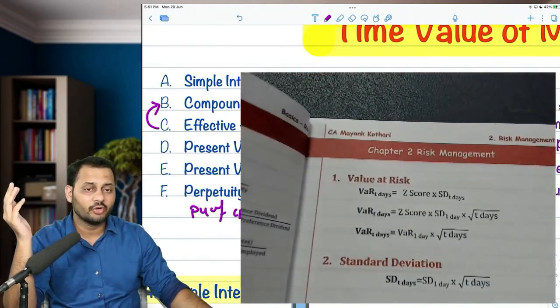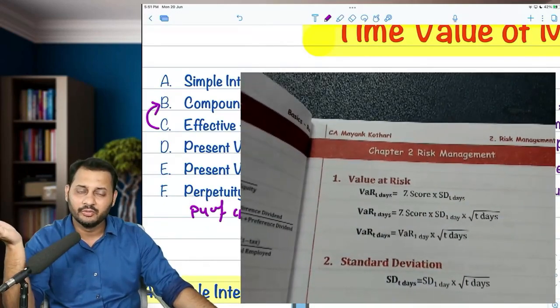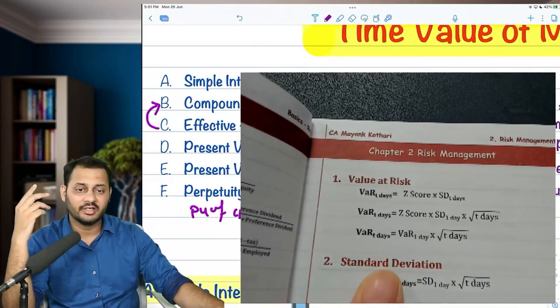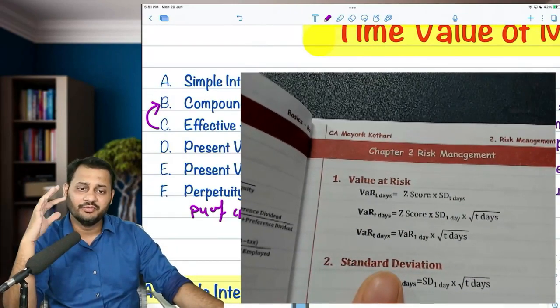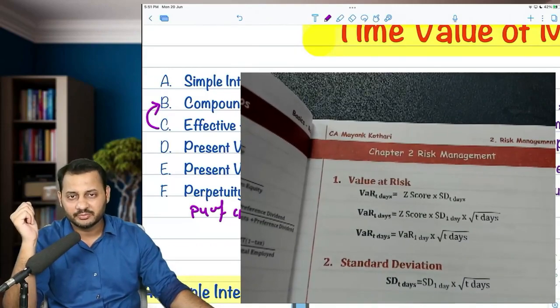Then come the formulas of our syllabus, which start from chapter 2, risk management, and we are going to continue learning what is standard deviation, and some concepts which are also used in the portfolio management chapter. And then we'll start with chapter 2 risk management from the next lecture.